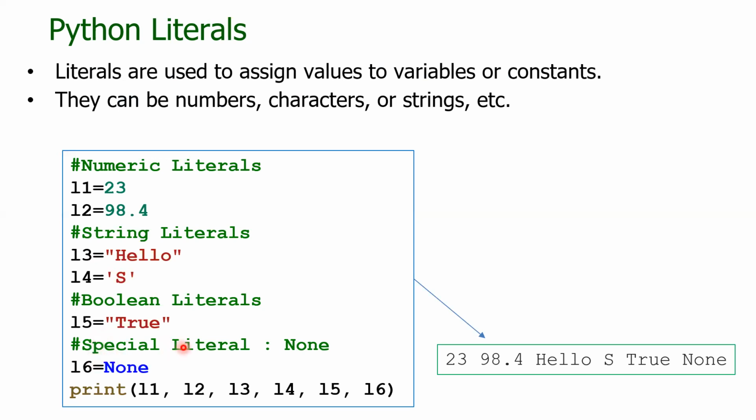Then there is a special literal called None. L6 we are assigning as None, and then we are printing the values of L1, L2, L3, L4, L5 and L6. L1, L2 are the numeric literals. L3 and L4 both are string literals. L5 is a Boolean literal and L6 is a special value which is called None.